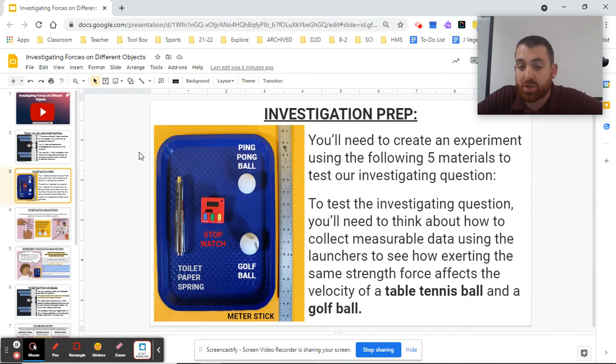To test the investigating question, you're going to need to think about how can you collect measurable data using our toilet paper spring here and launcher to see how exerting the same strength force could affect the velocity of our table tennis ball and our golf ball. So you're going to be creating an experiment using these materials to collect measurable data using the launcher to see how applying the same strength force affects the velocity of these two objects. This experiment is going to help us represent what's going on in space and figure out what's going on.